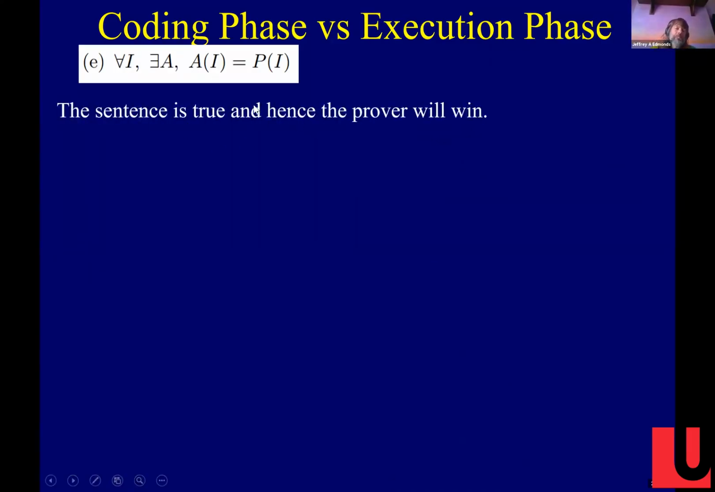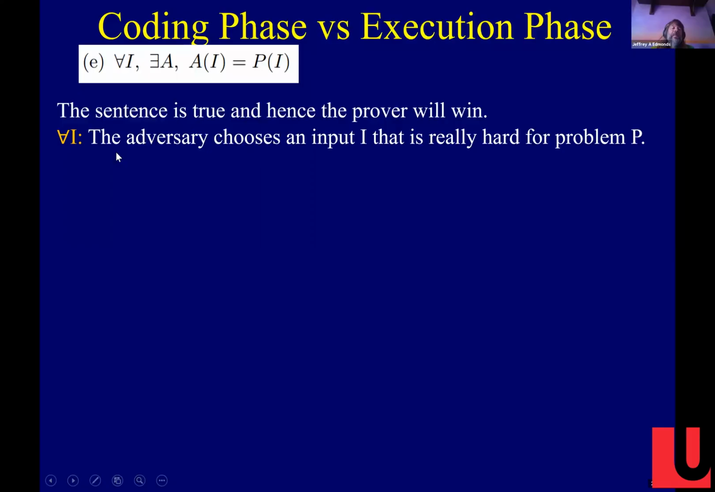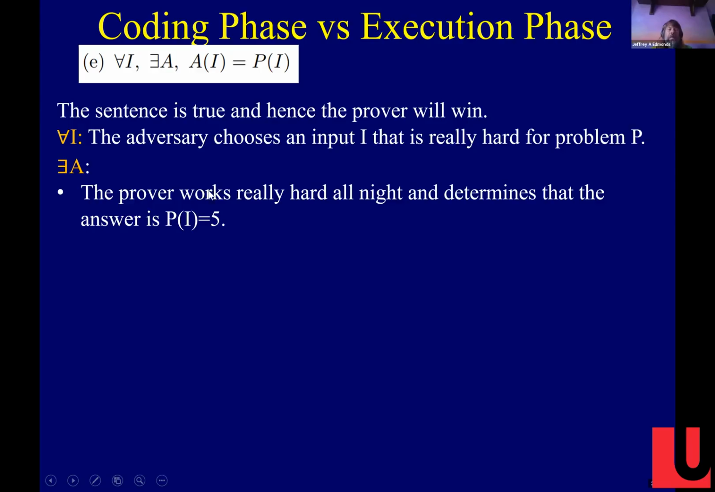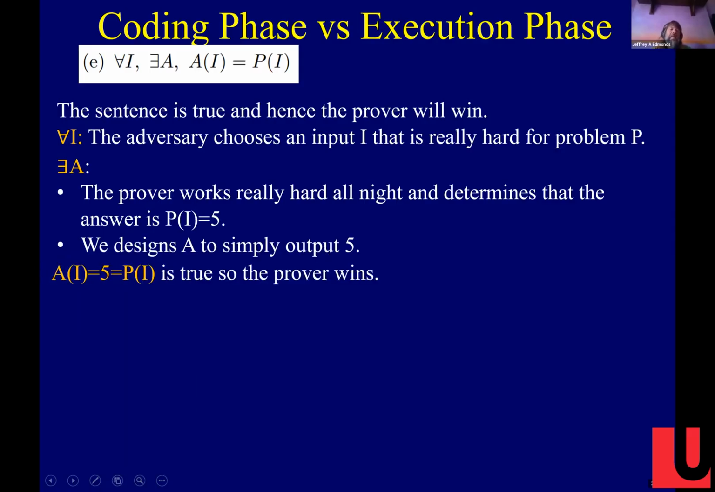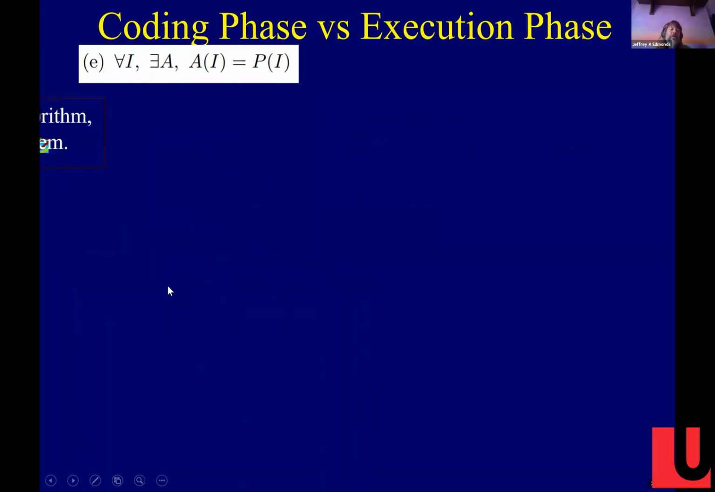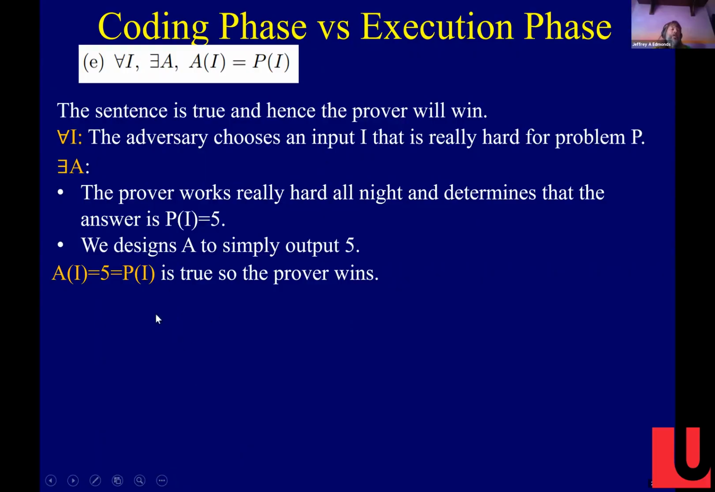So here, let's try to prove that this sentence is true, right? The adversary gives us a really hard input. Let I be an arbitrary input. Then I come up with an algorithm that, right? The adversary works all day and night and figures out that the computational problem P on the hard input has answer 5, right? So what code does he give? He gives an algorithm that simply outputs 5. And so then this is true. And so the prover wins.